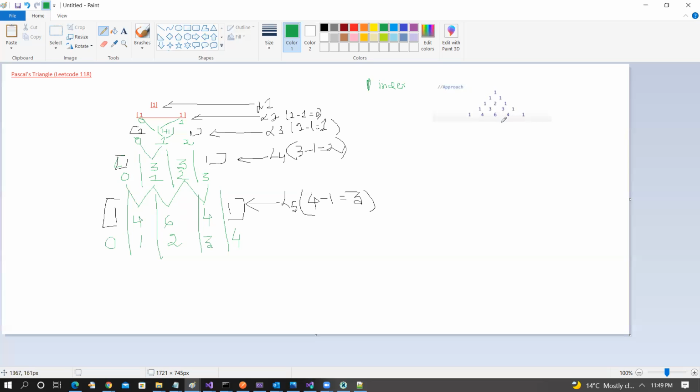So if we just compare it, 1 4 6 4 1, 1 4 6 4 1, then 1 3 3 1, 1 3 3 1, then 1 2 1, 1 2 1, and then 1 1, and then 1 1. So hence we can prepare this triangle very easily, and we can move ahead, and with the same pattern, with the same formula, we can prepare our Pascal's triangle.